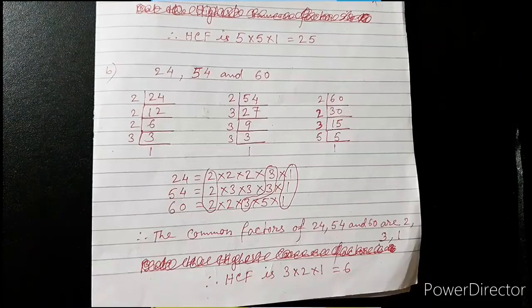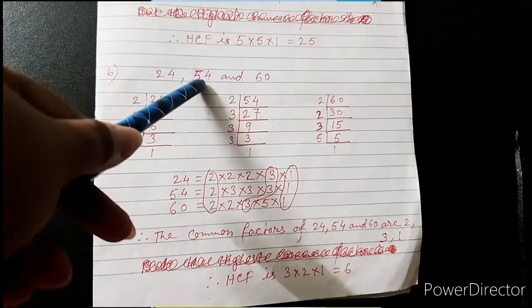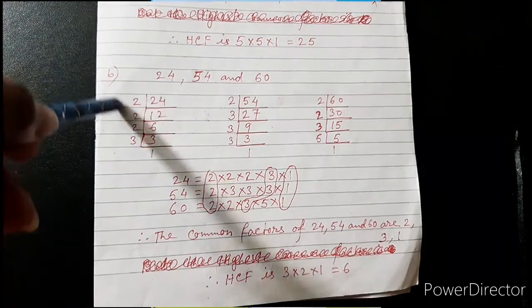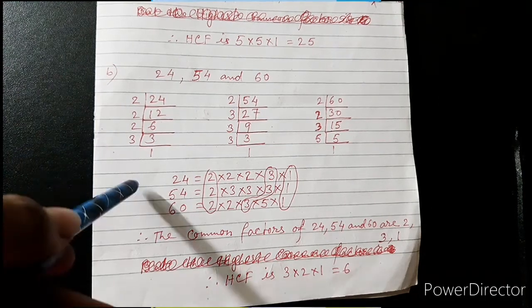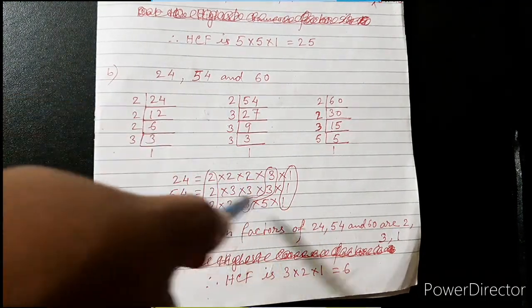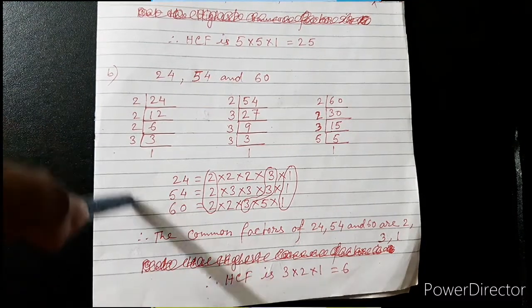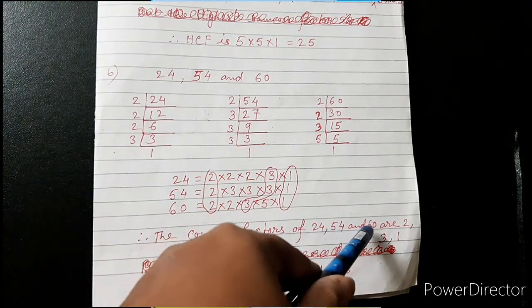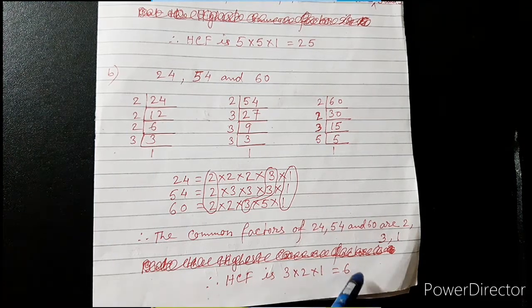Next sum. Sum number 6B. Find the HCF of 24, 54 and 60 by prime factor method. First we find the factors using prime factorization, then we write it here. Next we have to find the common factors between these three lines. The common factors of 24, 54 and 60 are 2, 3 and 1. So, the HCF is 3 into 2 into 1 equal to 6.